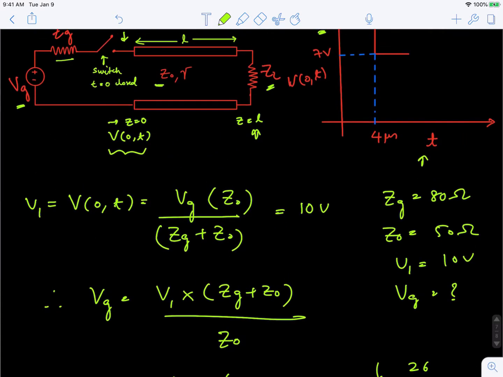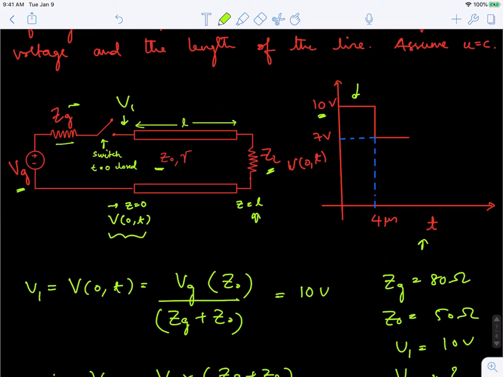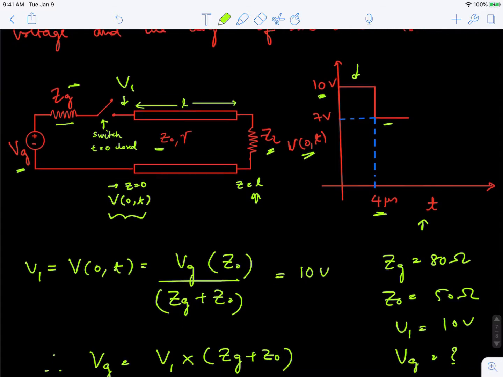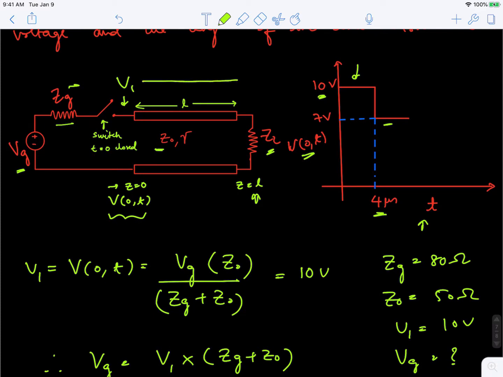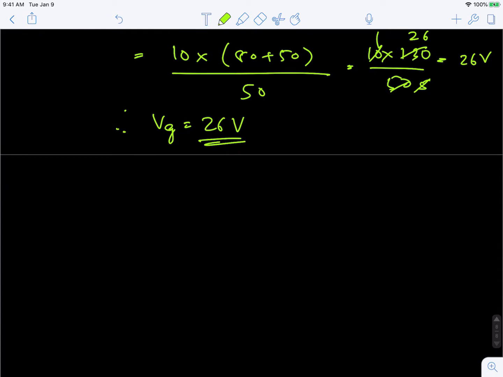Now we know that the voltage V0(t) changes to some value, 7 volts, at 4 microseconds. How is that going to happen? The voltage first travels along this line, takes a finite time T, and gets reflected back. During all this time V1 is constant. Once it gets reflected back, it reflects again towards the load. It is at this point that the voltage actually changes. So this is another T, and after 2T is when the voltage changes.